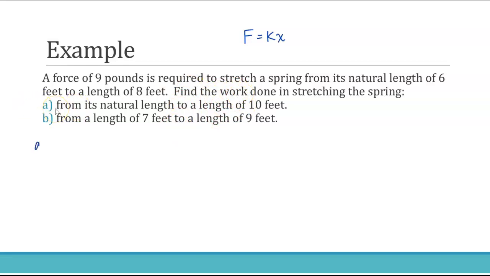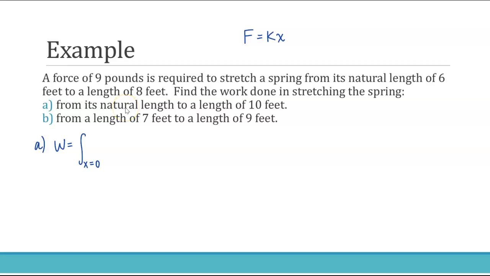So for part A, to find the work, we're going to need to set up the integral from x equals... All right, so since in part A we want the work done in stretching the spring from its natural length, that means that the distance traveled there is x equals 0. So at the natural length, no work has been done, it's just resting there. So we're starting at x equals 0, and then we're stretching to a length of 10 feet.